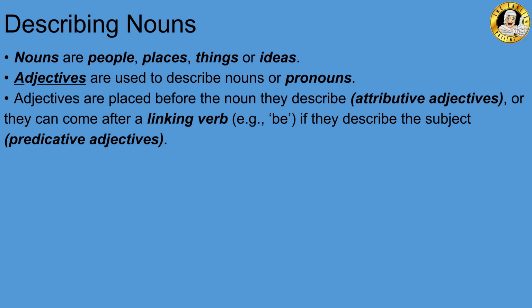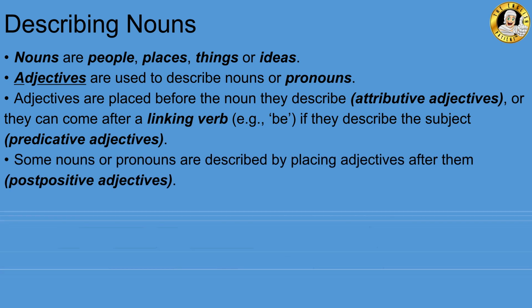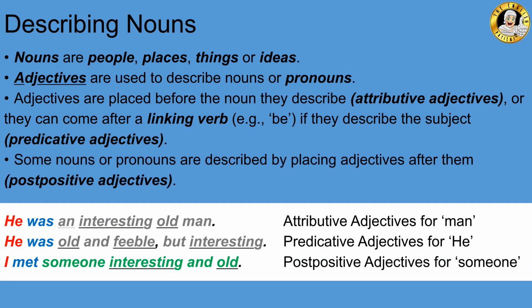They can come after the noun they are describing, usually after a linking verb, such as the be verb, if they're describing the subject. These are called predicative adjectives. Some nouns or pronouns are described by placing adjectives after them, and these kinds of adjectives are then called post-positive adjectives. So let's take a look at some examples.